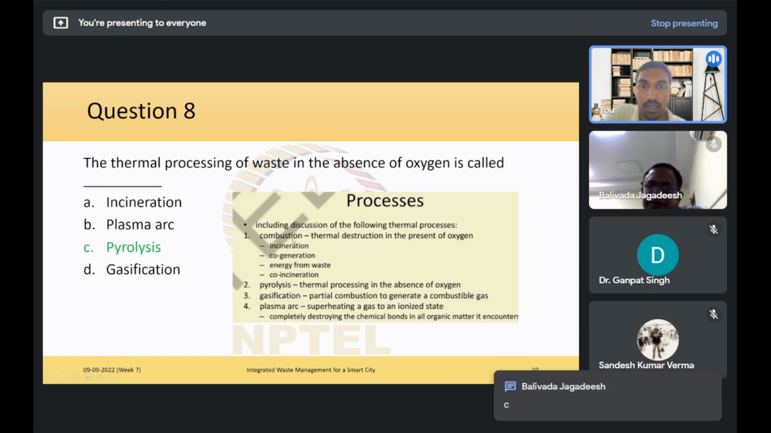We looked at combustion, pyrolysis, gasification, and plasma arc. Combustion is what takes place in the presence of oxygen. Oxygen is needed, and there are different types of it. Pyrolysis is where oxygen is not used. And then we looked at other processes that are less frequently used, such as gasification and plasma.